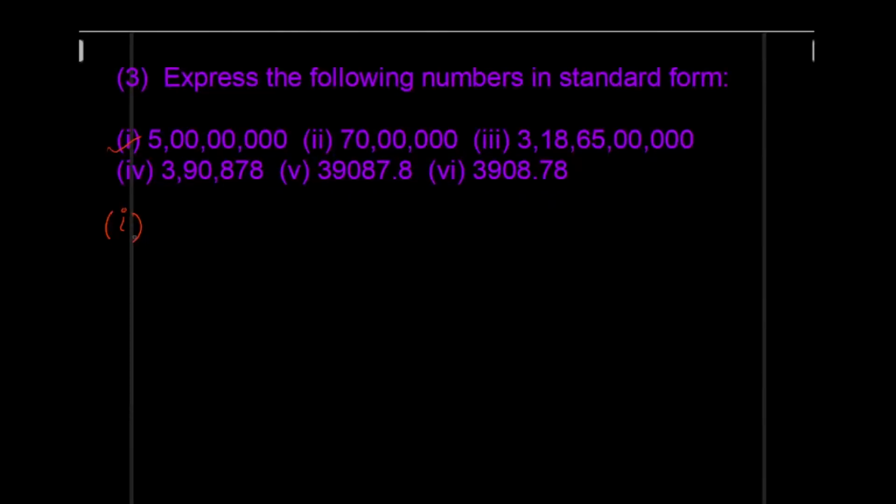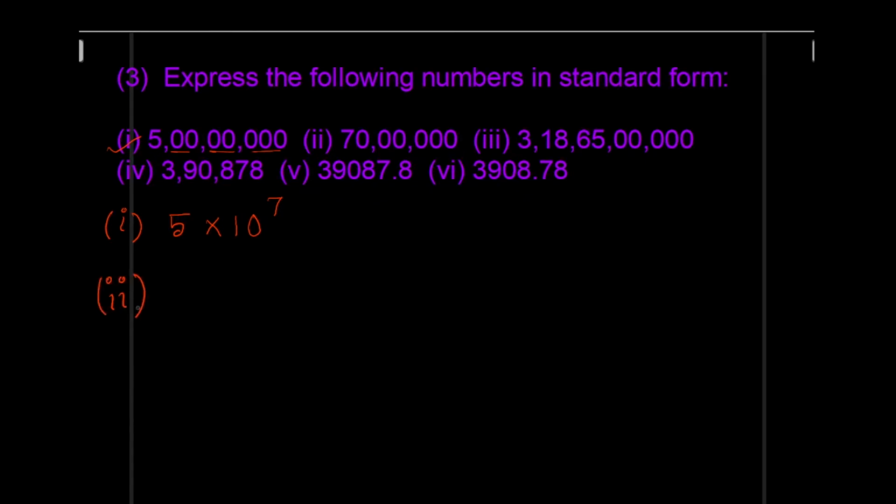What is given? 500 lakhs. So how can we write it? 5 into... after the 5, how many zeros are there? 2, 4, 7. So can we write 10 to the power 7? 5 into 10 to the power 7 will be the standard form of question number 1. Next, come to question number 2.